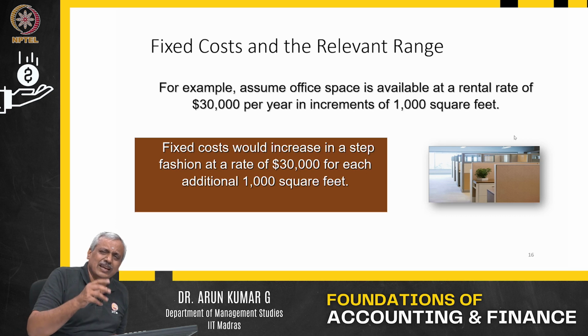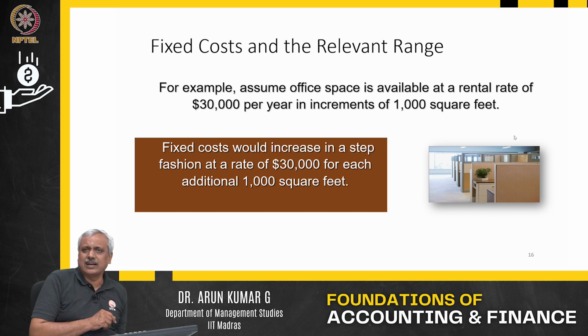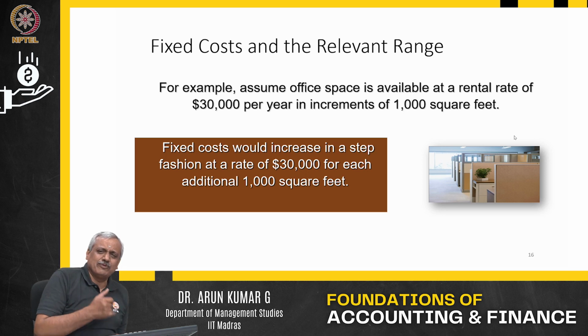Fixed cost can also be semi-variable, fixed over a relevant range. I have given a beautiful example here. Assume office space is available on rent at 30,000 per year for 1000 square feet. In the 1000 square feet, I can accommodate, let us say, about 100 people. Now, five more people join, and I can't accommodate them in the 1000 square feet, so I have to take the next piece of space on rent.